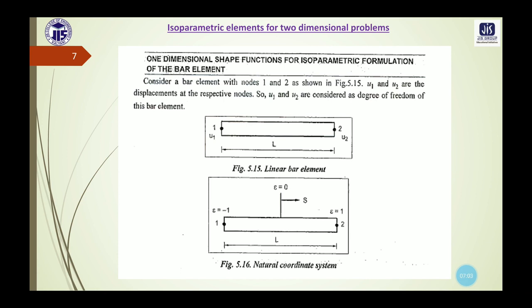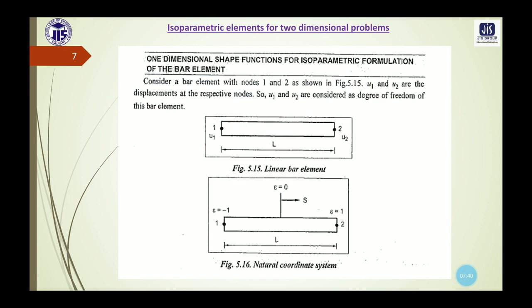Now let us discuss the one-dimensional shape function for isoparametric formulation of the bar element. Earlier in case of one-dimensional and two-dimensional problems, we have discussed the concept of the shape function, and there we have seen the different formulas regarding the shape functions N1 and N2, and based on these formulas we have discussed a number of numericals in the earlier modules. Now in case of this isoparametric element, again we will derive this one-dimensional shape function of the bar element.